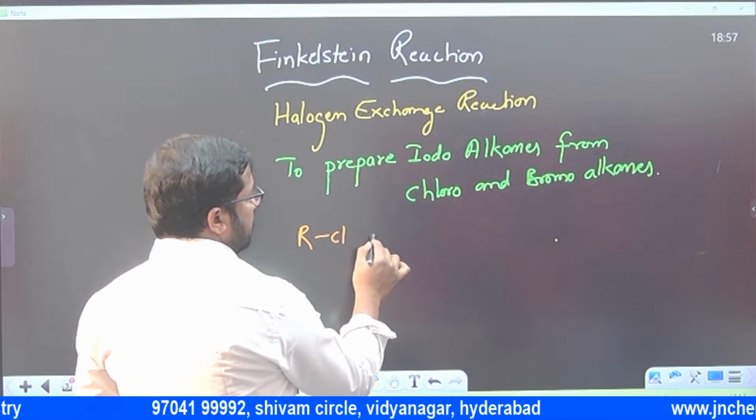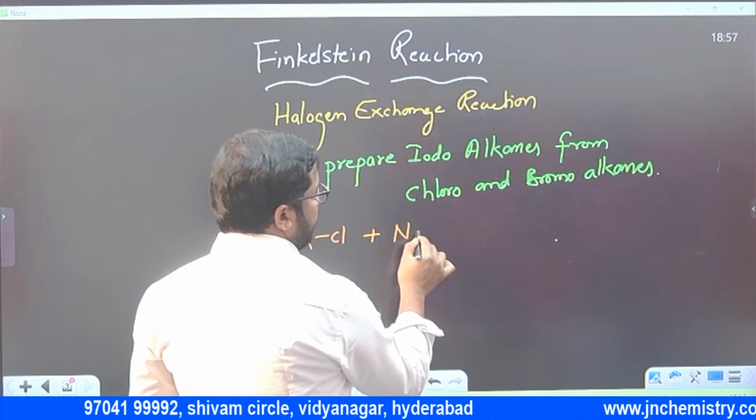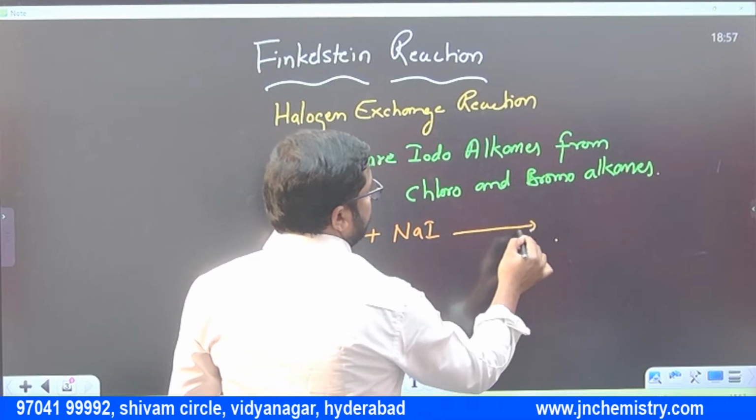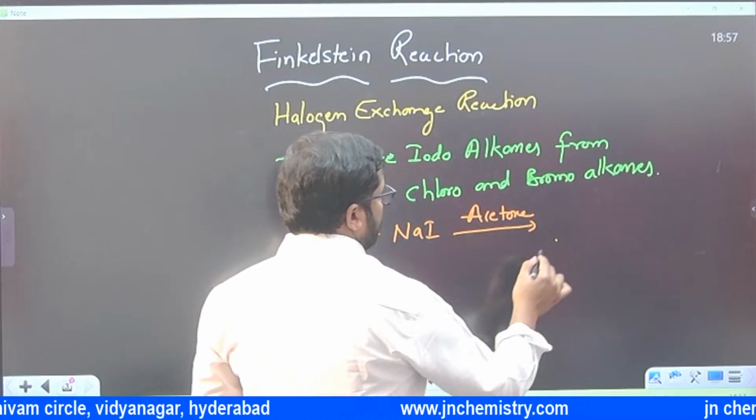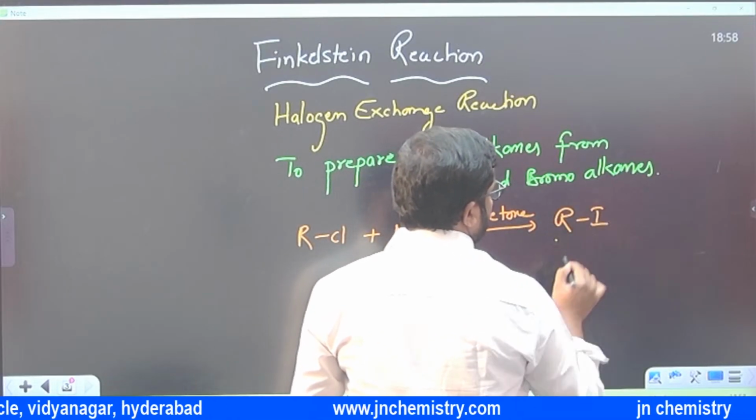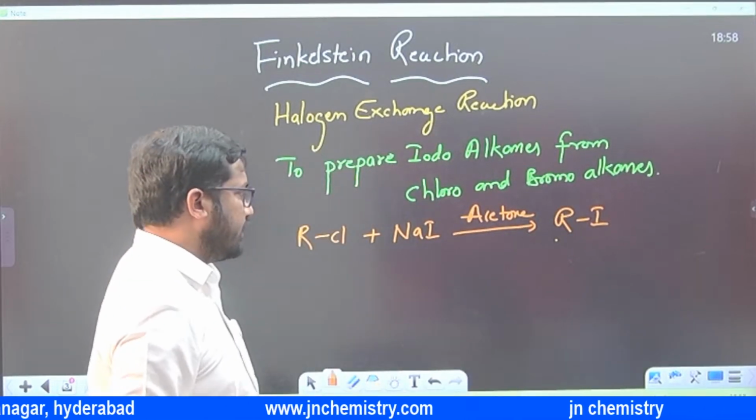RCl or RBr in presence of NaI and acetone gives RI, iodoalkanes, plus NaCl going out.